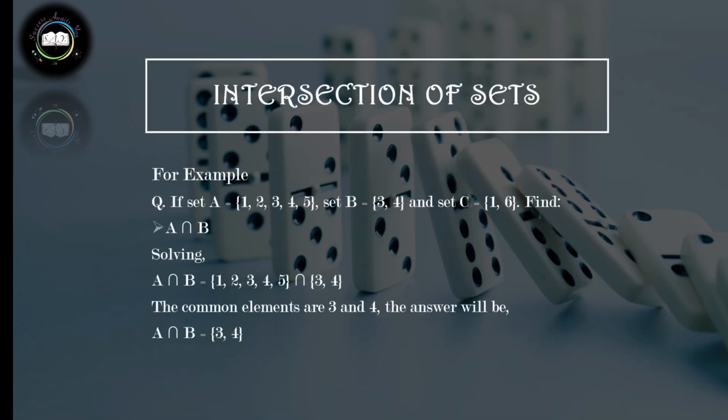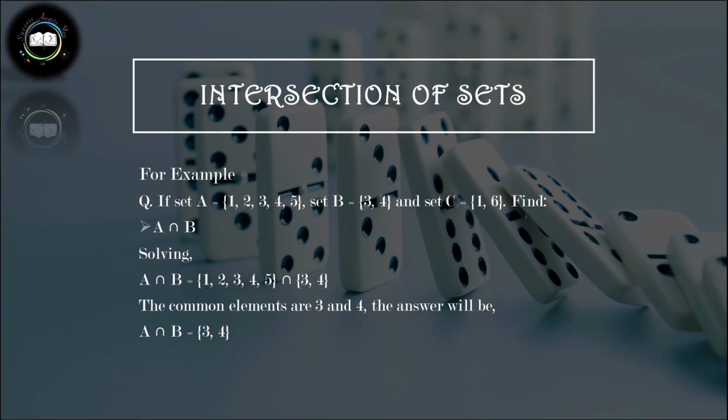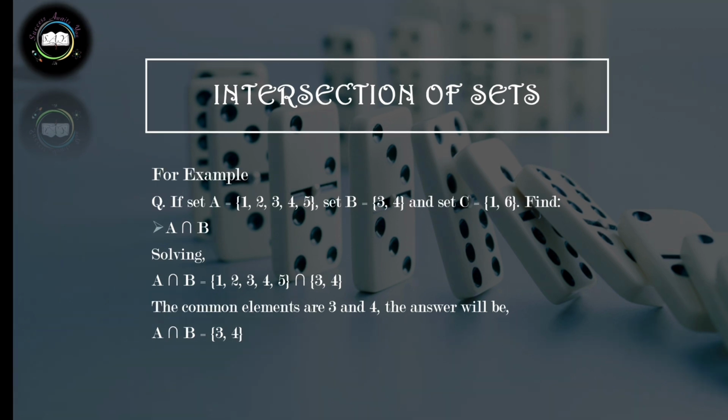Question: if set A equals {1, 2, 3, 4, 5}, set B equals {3, 4}, and set C equals {1, 6}. Find A intersection B by solving. We'll take set A and set B, write the intersection symbol between both sets, and now look for the common elements, which are 3 and 4. So our answer for A intersection B will be {3, 4}.